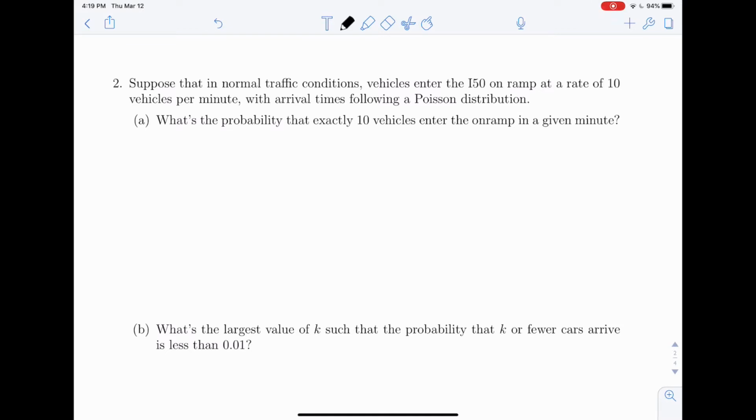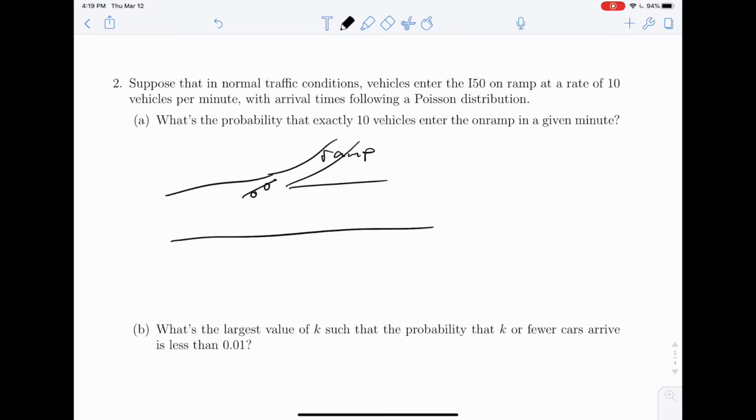Alright, so what this means, just to give you a picture, is that you have an on-ramp, and the cars are coming on like this. Okay, there's your car. Zoom on the on-ramp onto the freeway.